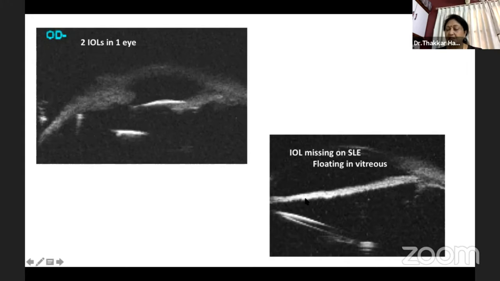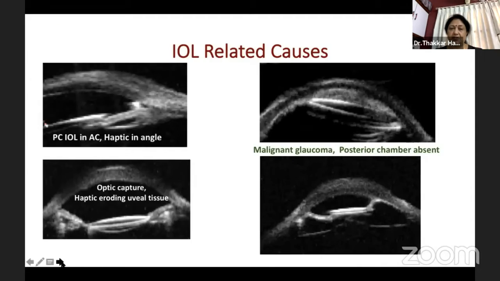entangling the uveal tissue and irritating. Here slit lamp doesn't show any presence of intraocular lens, but it is tilted and hidden by the iris in the vitreous. Some people are very enthusiastic and put a PCIOL in the AC, and we can know that it is irritating the angle all the time. Or there may be all-round optic capture and the IOL is swinging inside, and the haptics are lifting the iris to be pushed in the angle.